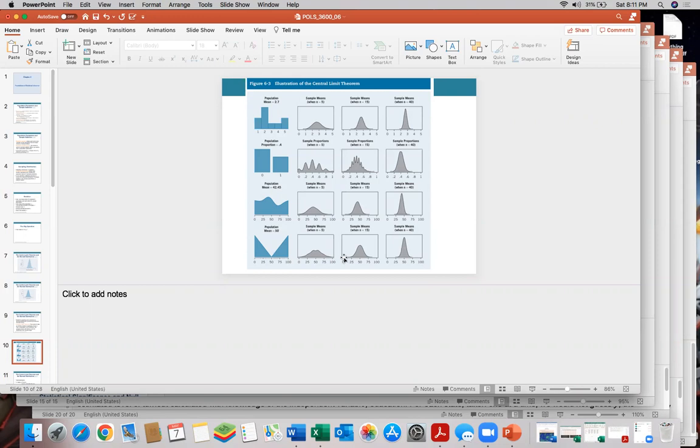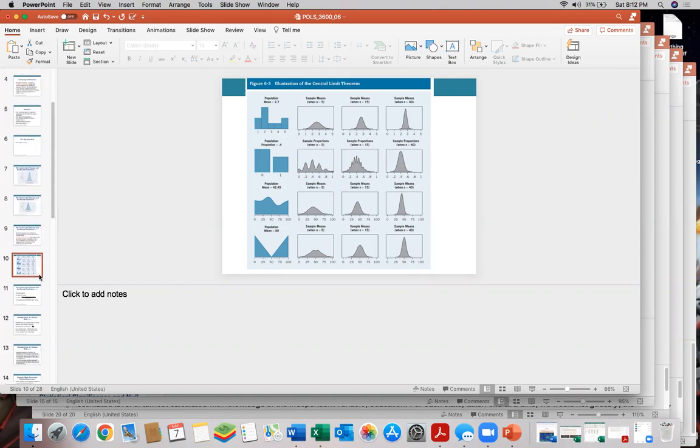So, are there any questions on the central limit theorem? All right. Nope.